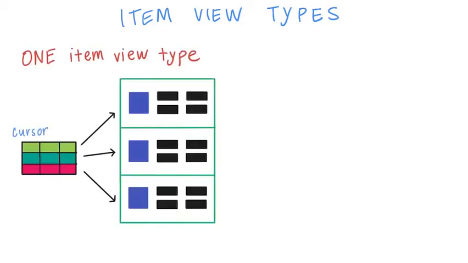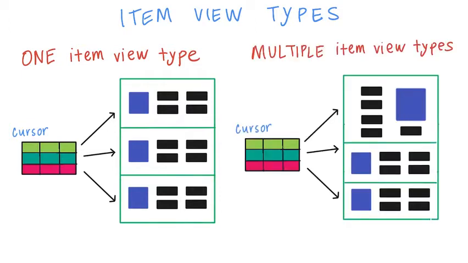Instead of just knowing about one item view type, which yields the same layout for all list items, the adapter can declare multiple item view types, so it will have different list item layouts. For a given row in the cursor, the forecast adapter needs to decide if it should be a regular list item or a today list item. Then it will inflate and bind data for the appropriate layout.